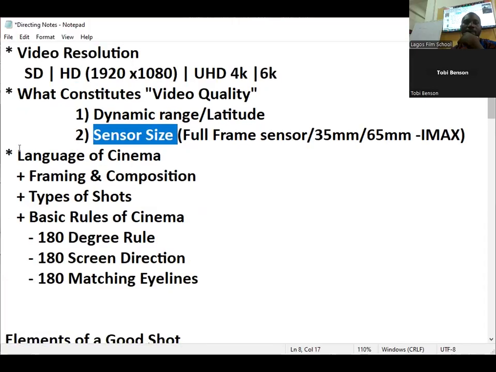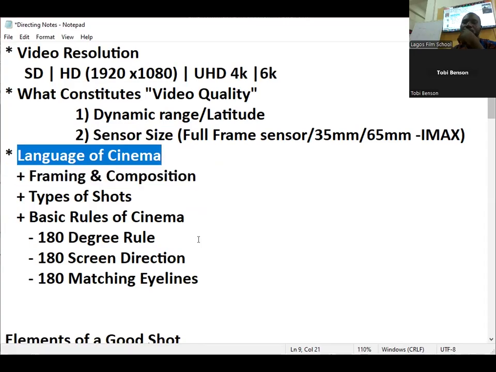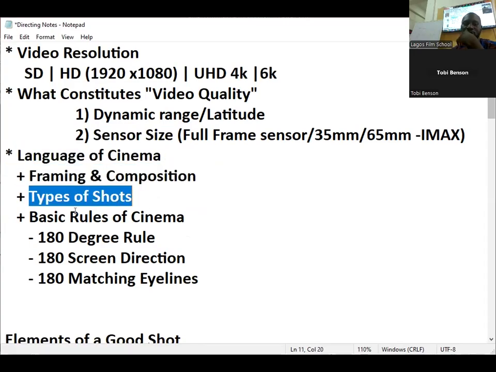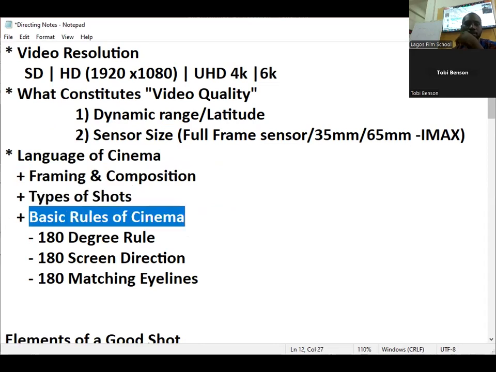Okay, and then to close here, language of cinema. We'll talk of framing and composition, types of shots, and the basic rules of cinema. Let's come to here. Yeah, this is what we're coming to. The shots.